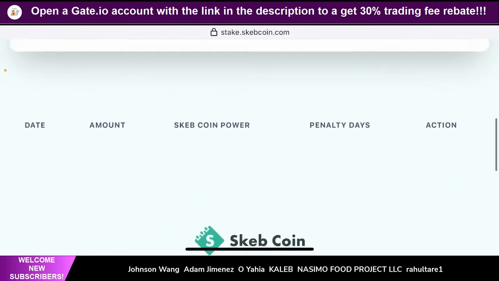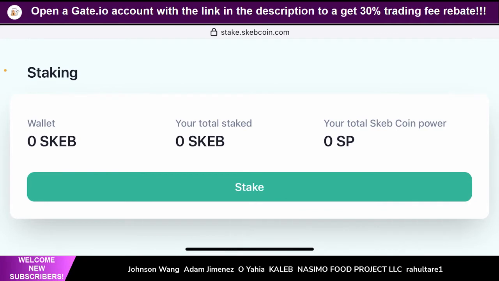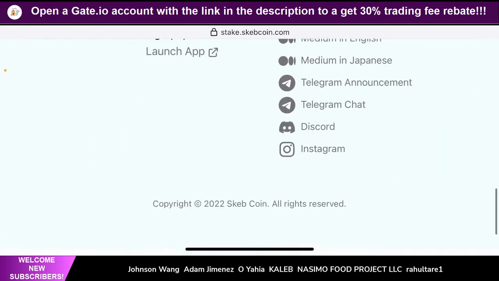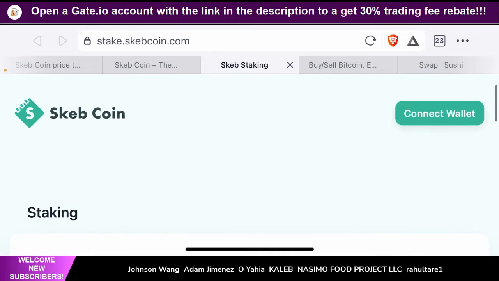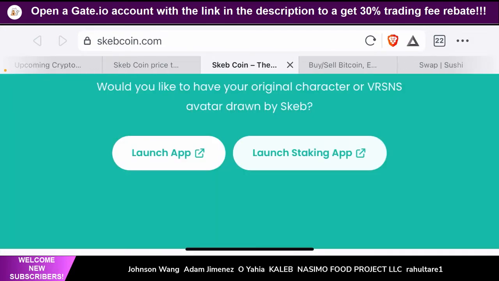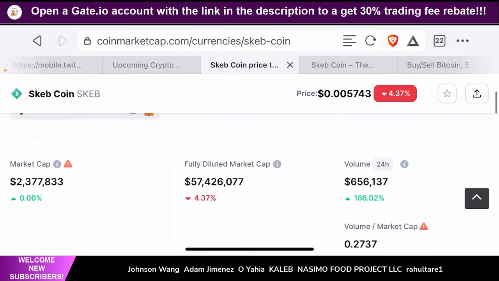I think they have a pretty good APY. When you stake it, I think you can earn up to like 10 to 15% in staking rewards, which is pretty cool as well, right? So that's pretty much it when it comes to Skipcoin on their website. Let's go to the market cap page for this token.